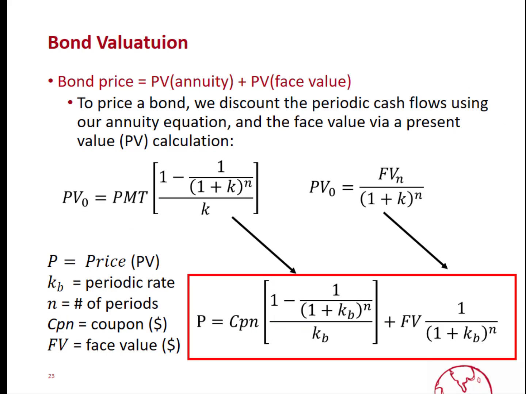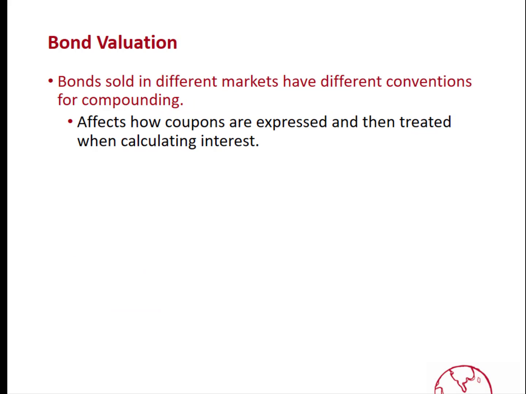Valuing a bond, we're going to see, is actually a combination of the annuity formula and the present value, future value formula. You can think of the coupons on the bond as an annuity because they typically are fixed and payable on regular periods. And then we get the face value back at maturity, so we need to find the present value. Before using this formula, you need to know something about the conventions for compounding with different bonds.